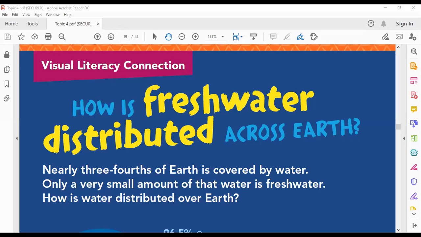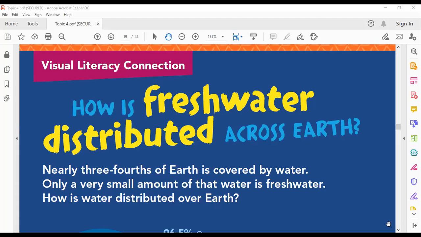How it is distributed. As we mentioned, nearly 3/4 of Earth, or 75% of Earth, is covered by water. Only a very small amount of this water is fresh water. Fresh water is what humans and animals need to survive. Okay, we need fresh water. Only a very small amount of all water on Earth is fresh water, while the majority of water on Earth is salty or salt water.